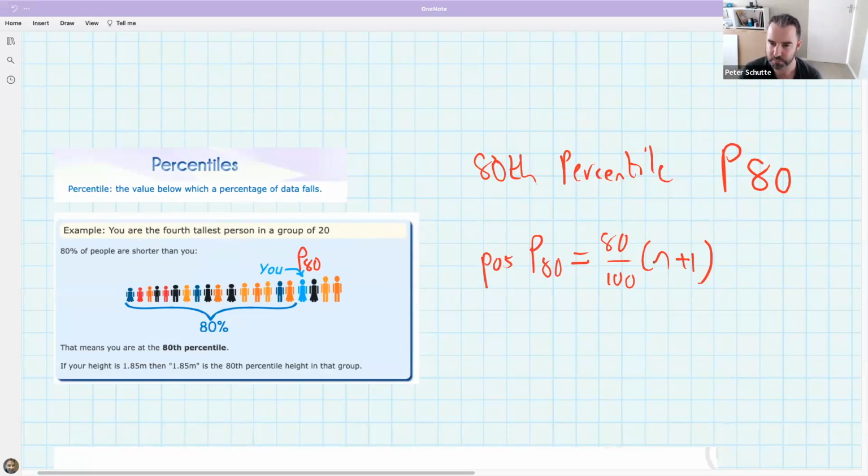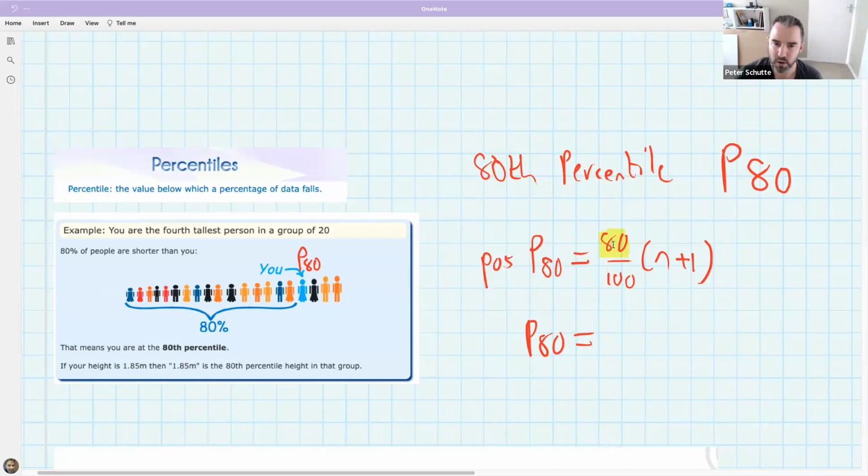Then once we find the position, we can then go and find the value in the list. So it's very similar to how we find quartiles, except that we use the number of the percentile as the numerator. The other thing that's a little bit different with percentiles is if we fall between two values, we don't average them out. With quartiles, we average out between the two values. With percentiles, we simply go to the nearest value.